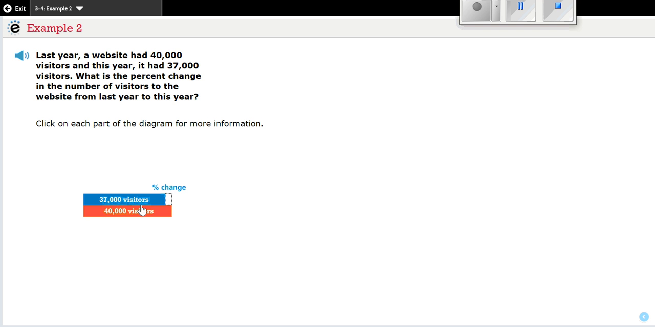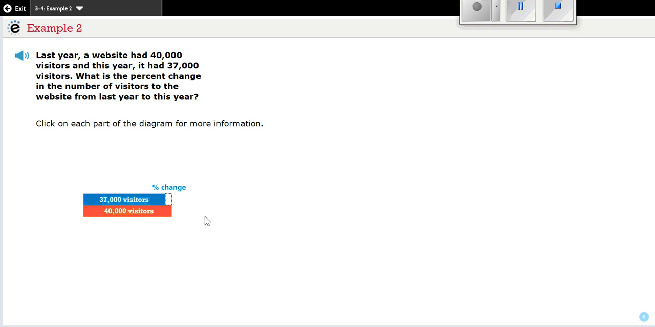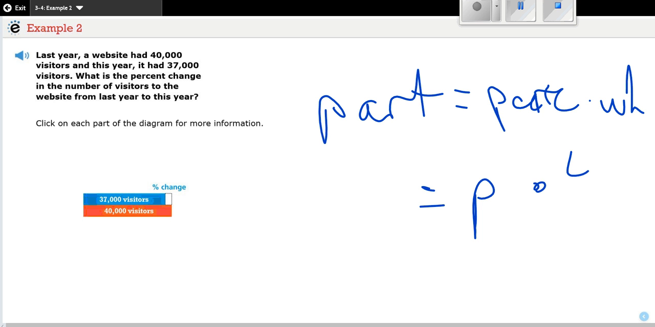As we're looking at the diagram here, we're noticing that there's a decrease compared to an increase this time. How is this going to affect our problem? Not too much differently. We're still going to use the same formula, part equals percentage times the whole, and plug in those same ideas. So throw in the equal sign. We don't know what the percent change is, so we'll just put in P for percentage. The whole is the 40,000 because that's what we're working with.